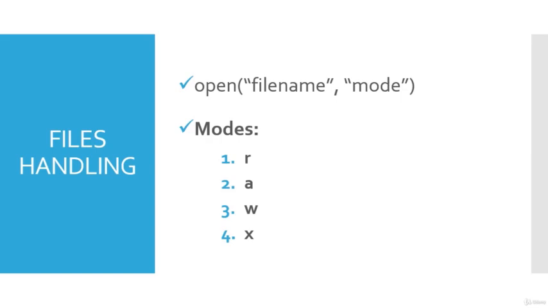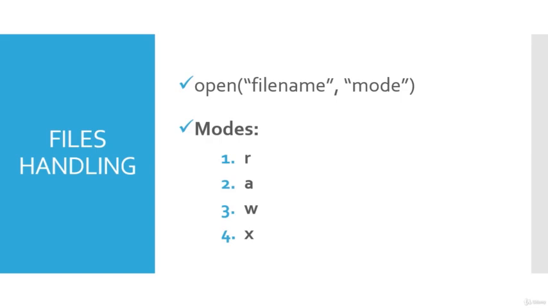There are four modes we use with files to open them. Let's list all of them. First of all, R. It refers to read, and this is the default value. It opens a file for reading and it returns error if the file doesn't exist.